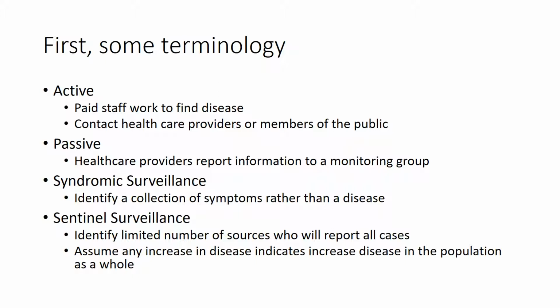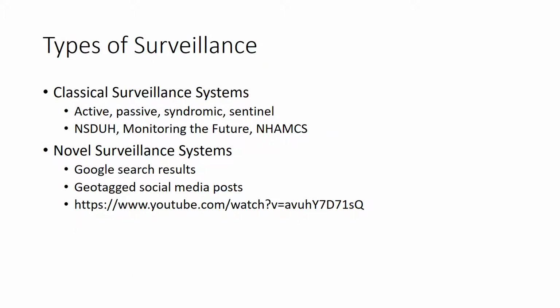So you have active surveillance systems, you have passive surveillance systems, and then when resources are scarce, you can implement syndromic or sentinel surveillance. And syndromic or sentinel surveillance can be either active or passive. It can be either one. Those are the classic types of surveillance systems, and we use them often in addiction science. We particularly use active surveillance systems through things like the National Survey of Drug Use and Health, Monitoring the Future, National Health Interview Survey, NHANES, others. Those are active surveillance systems. We take random samples of the population and we get them to answer our questions.